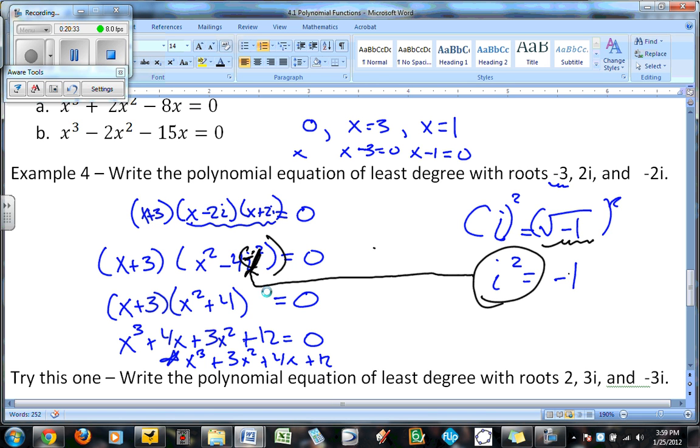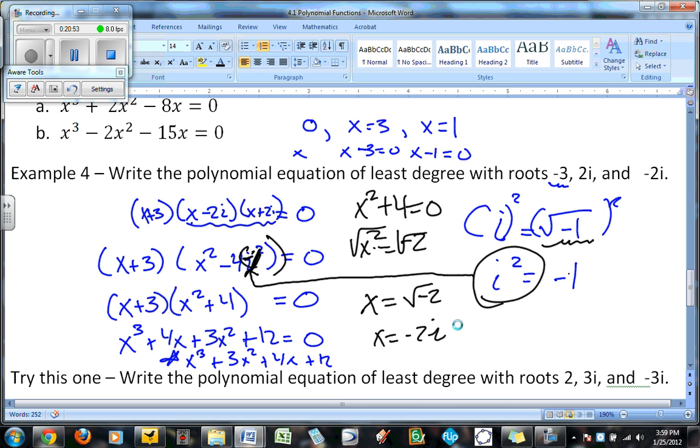And that makes sense. If I set x squared plus 4 equal to 0, subtract 4 over, I have x squared equals -4. If I take the square root, I get x equals the square root of -4, which is the same thing as x equals 2i. So that makes sense. I hope this makes sense to you.